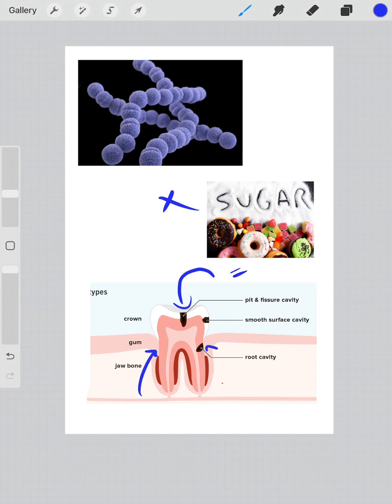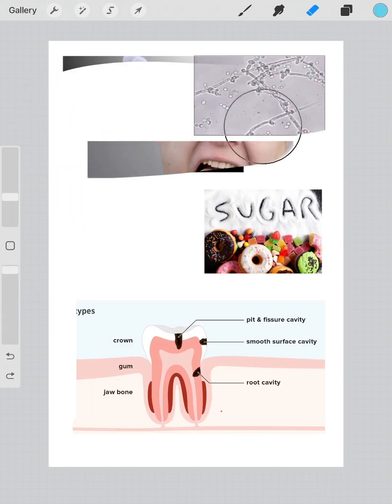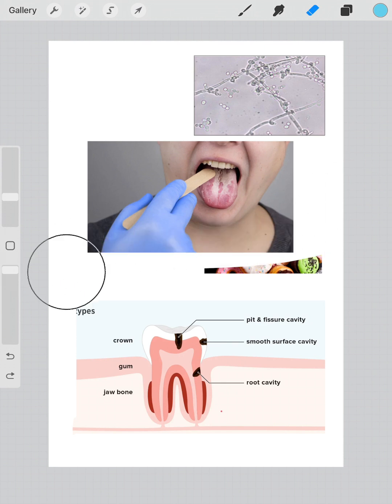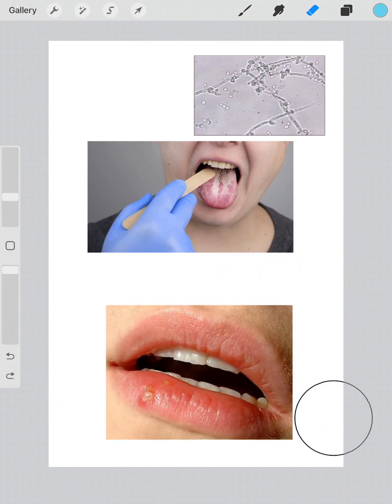Some anaerobic bacteria can be found in the deeper layers of our mouth, such as the periodontal pockets. Examples of those are Vibrios. A common fungus found in our mouths is Candida albicans, which is harmless unless immunity is lowered. And a common virus in the oral cavity is the herpes simplex, which gives rise to cold sores.